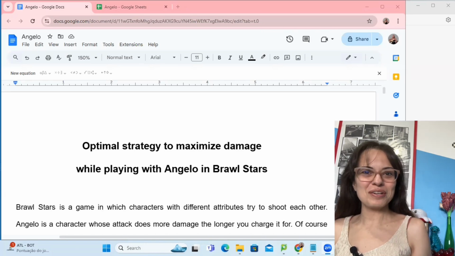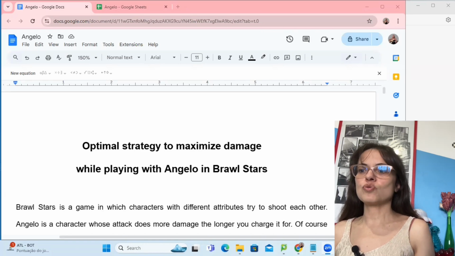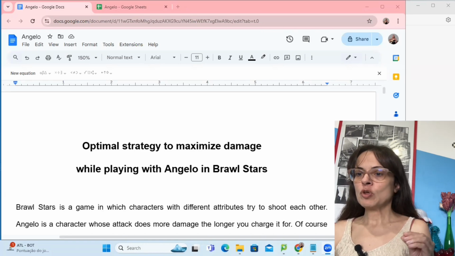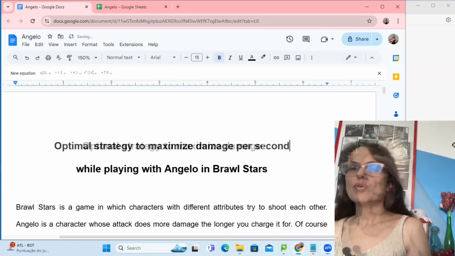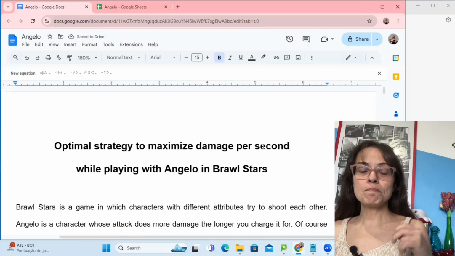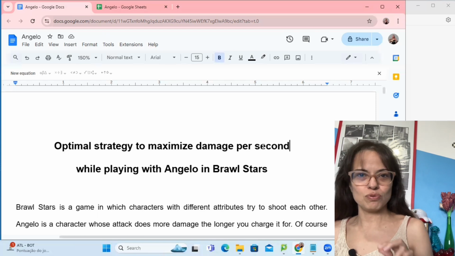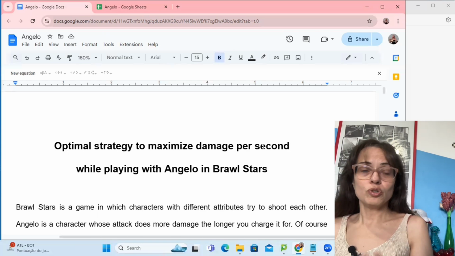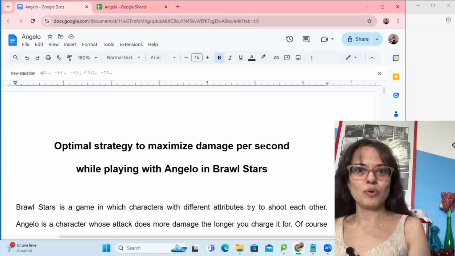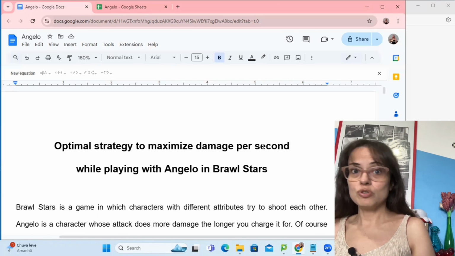So I've gone back in the file and I've organized a bunch of things. I didn't have a title. So here's the obvious title for this project: Optimal Strategy to Maximize Damage While Playing with Angelo in Brawl Stars. Or maybe damage per second is a more accurate description of what we're doing. The math IA doesn't require a research question. Okay, this is something that a lot of students are confused about. I could, of course, easily turn this into a question like, what is the optimal strategy if I wanted to? But that's clunkier to read. So you don't have to do that.